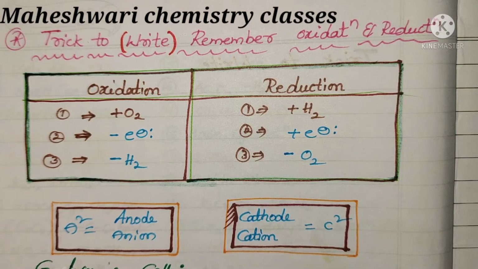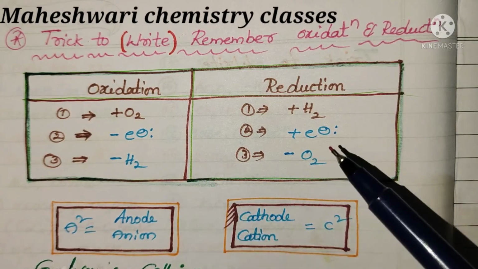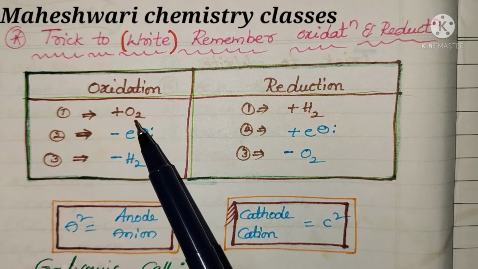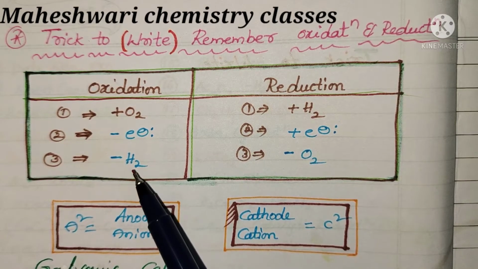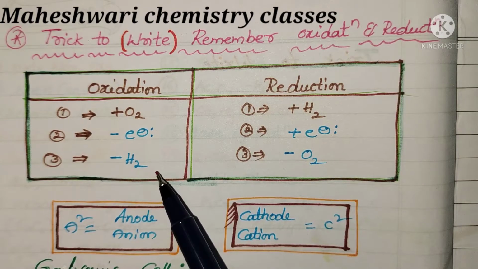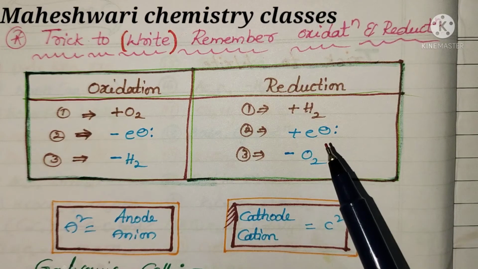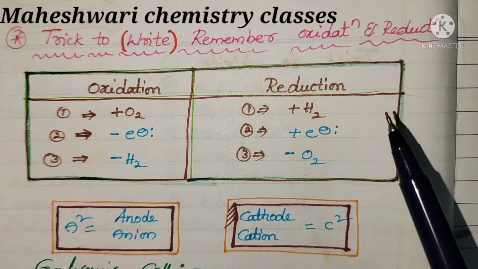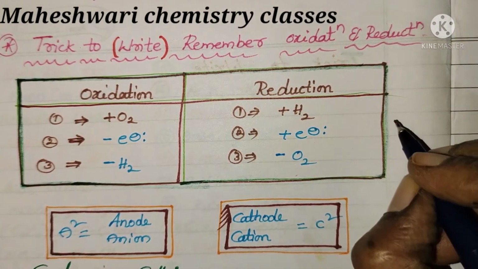See this oxidation reduction purpose definitions, three definitions I am giving in short form. Oxidation is nothing but adding oxygen, or removal of electrons, or removal of hydrogen. Reduction is addition of hydrogen, or addition of electrons, or removal of oxygen. This is the trick box you remember.